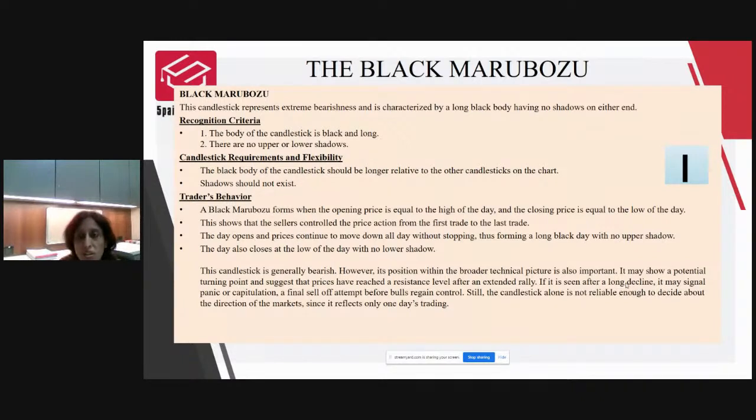So you have to see essentially where this is positioned, because if a very long bearish trend is existing in the market, and then you happen to see this black MARUBOZU, then it might refer to some kind of a reversal, which means what? That going ahead, the bulls might regain the control, and for that particular day, the black MARUBOZU may be a final attempt by the sellers.